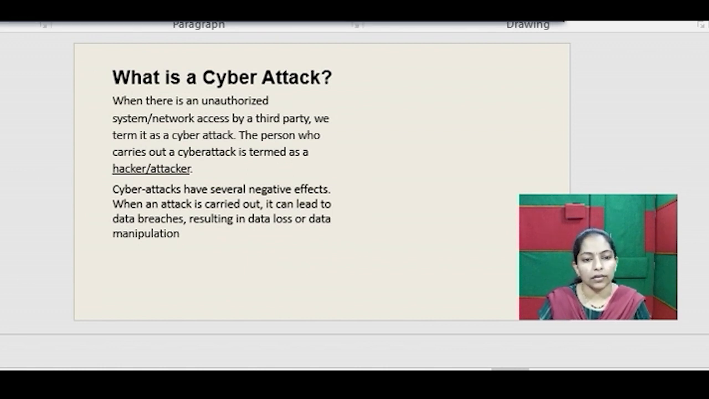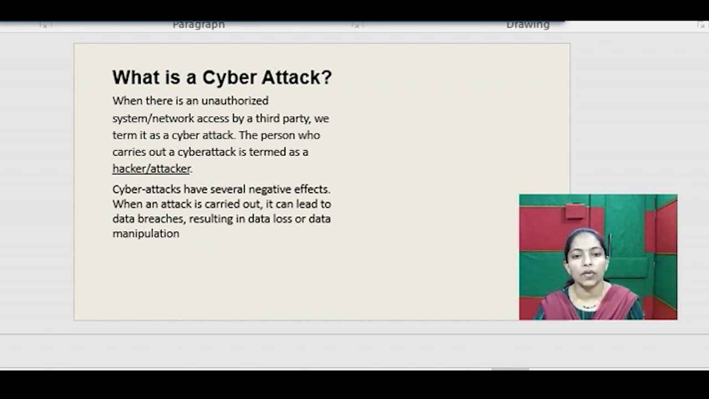Then what is a cyber attack? When there is unauthorized system or network access by a third party, we term it a cyber attack. The person who carries out a cyber attack is termed a hacker or attacker. Cyber attacks have several negative effects. When an attack is carried out, it can lead to data breaches resulting in data loss or data manipulation.